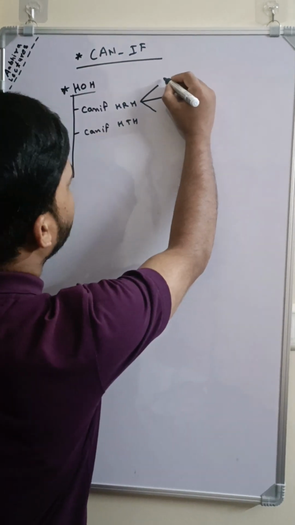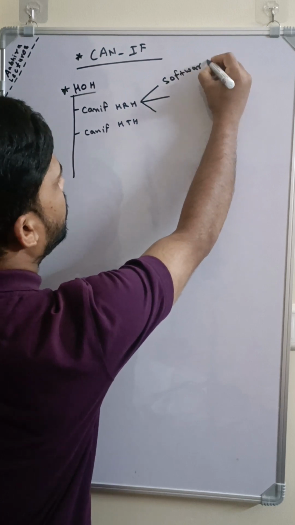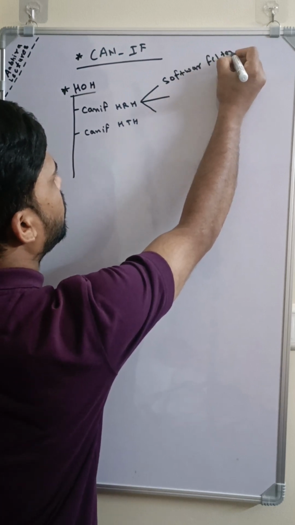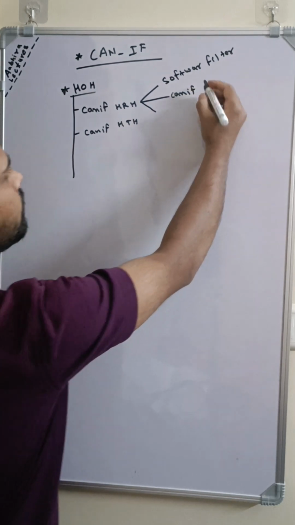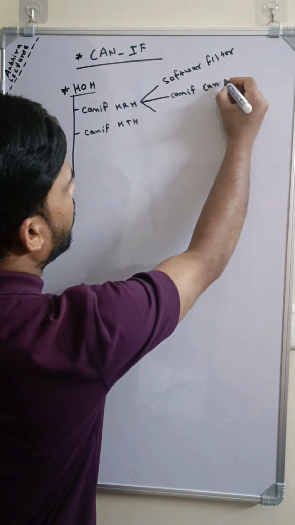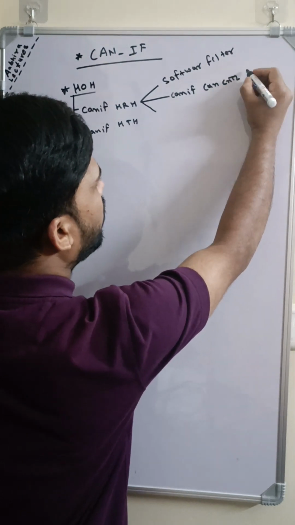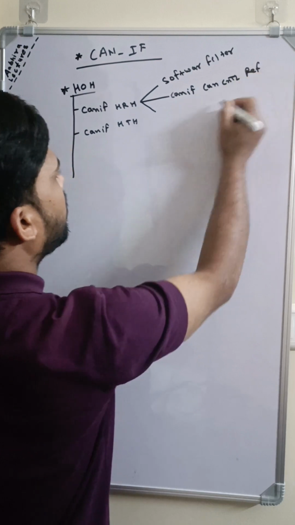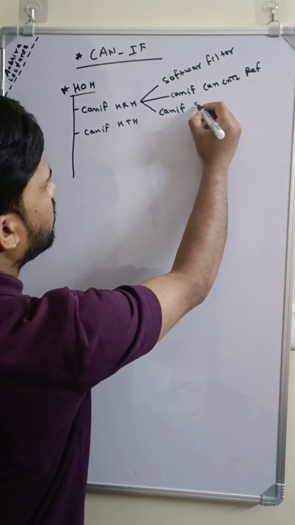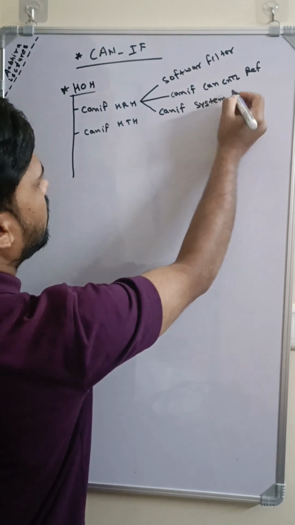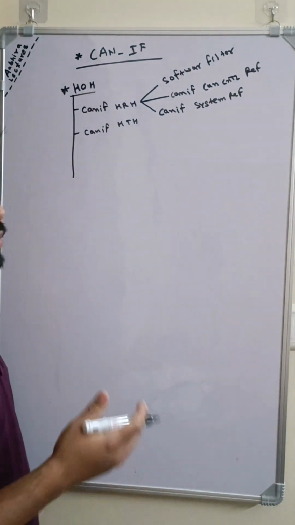First it will come the software filter. Then CANIF CAN controller reference, I'm writing short form only. The controller reference we will give here. Then CANIF HRH hardware object reference we will give. See, these are the parameters that will come in the CANIF with respect to HRH.